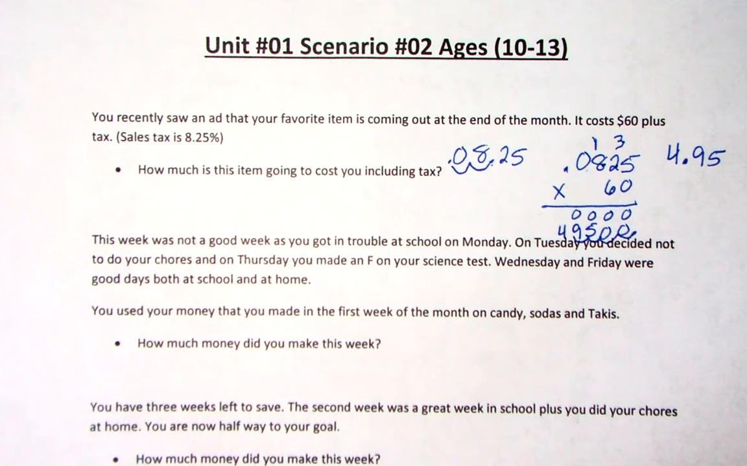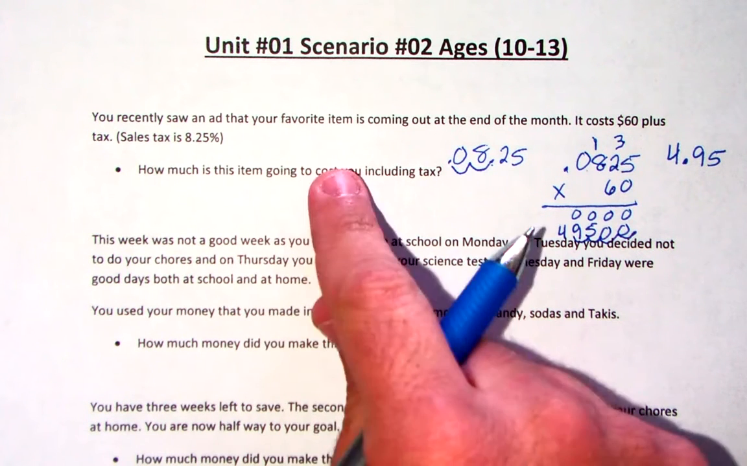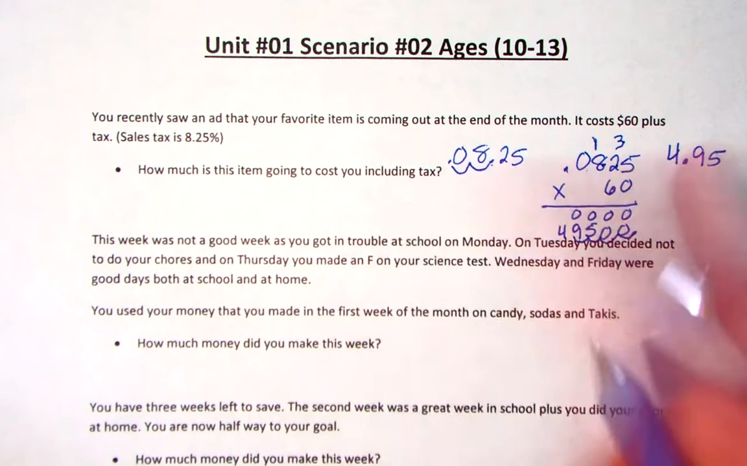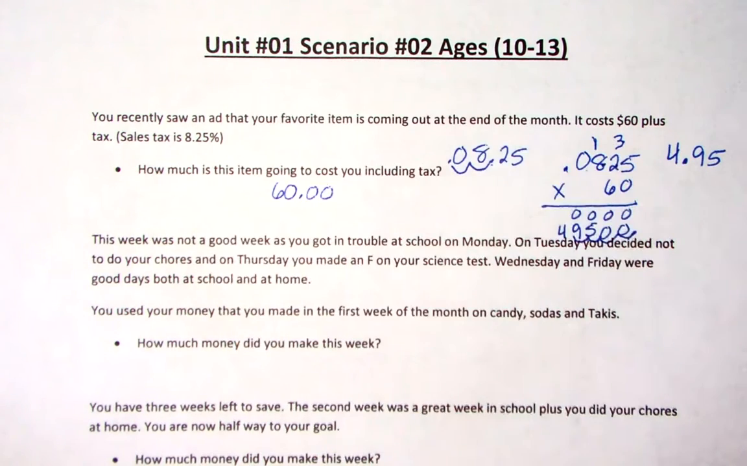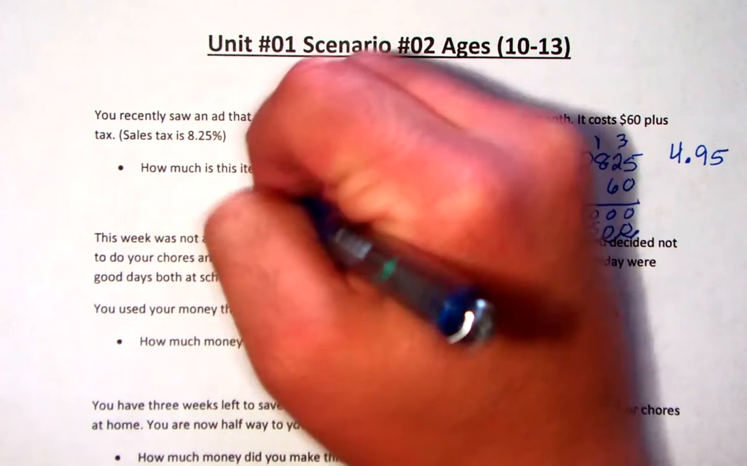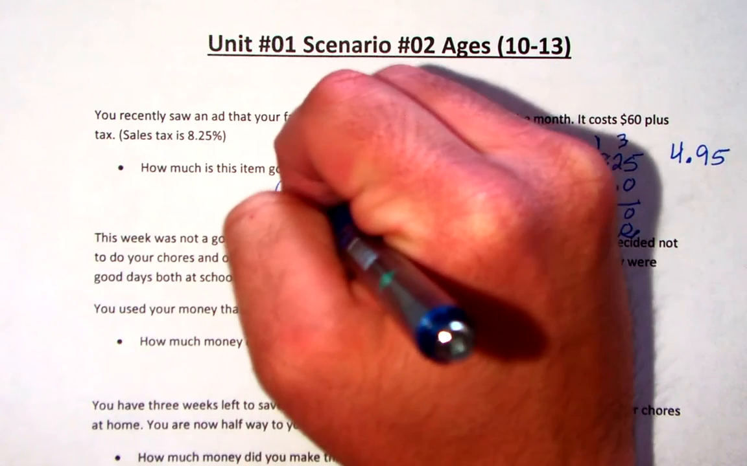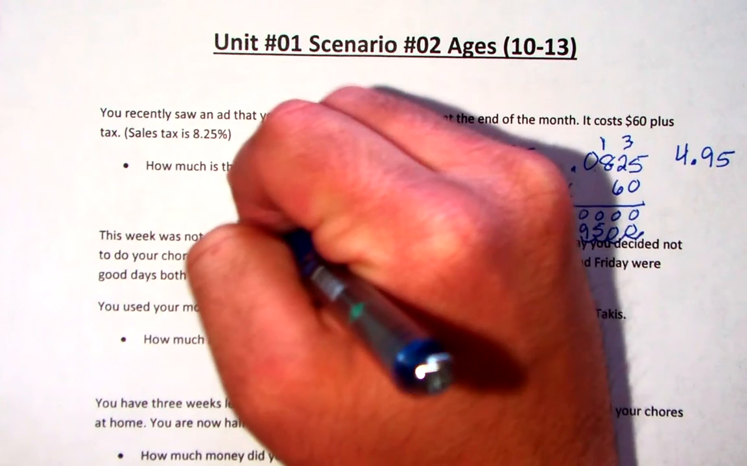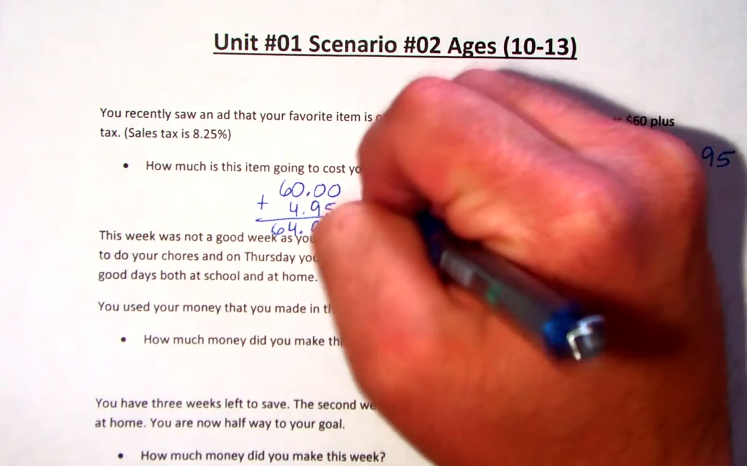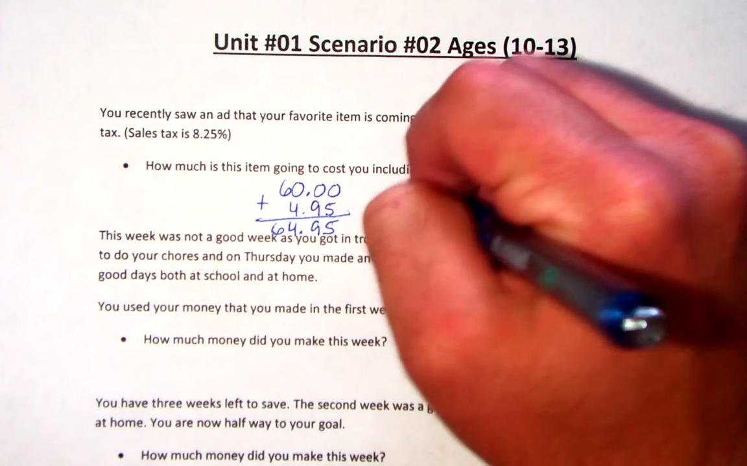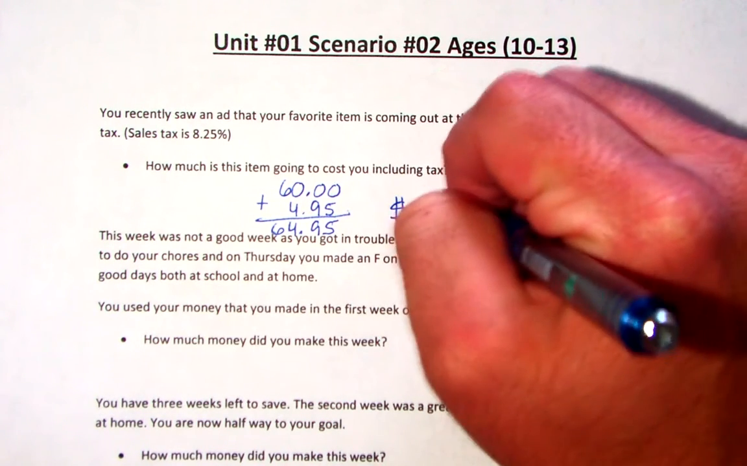But we're not done. The question says how much is the item going to cost, including the tax. So you take how much it costs, which is $60, and you add the $4.95 to it. So guys, this item that you want is going to cost $64.95.